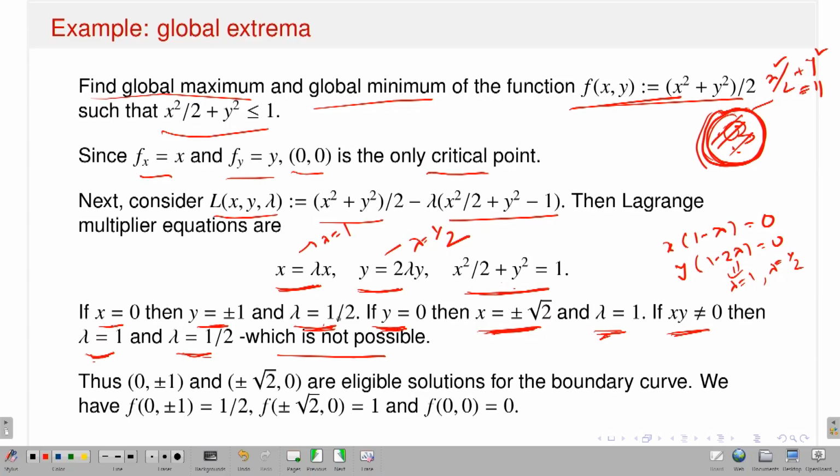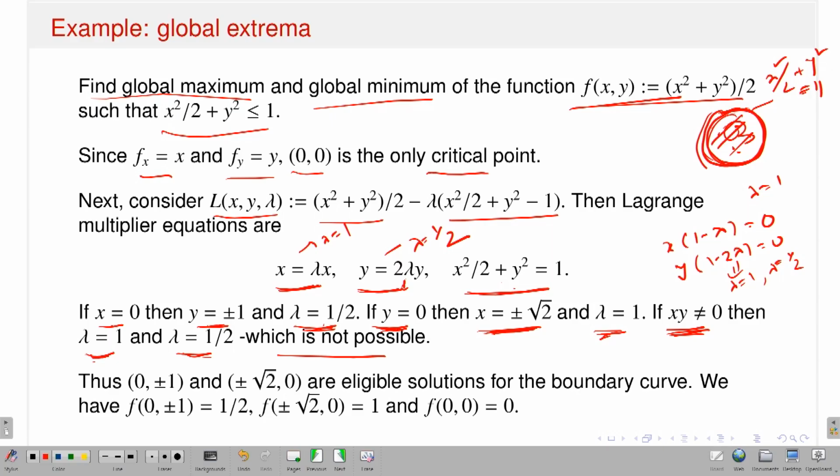So, x is equal to 0, then it is perfectly all right, y is plus minus 1 and lambda is equal to half. And if y is equal to 0, then x is equal to plus minus root 2, lambda is equal to 1, that is perfectly all right. Now, you see if x, y is non-zero, then from these two equations it implies lambda is equal to 1 and lambda is equal to half, right. Now, if I put lambda is equal to 1 here itself, then 2y is equal to y, then y is equal to 0, which is not the case because I assumed x, y is non-zero. That was the catch actually, yes.